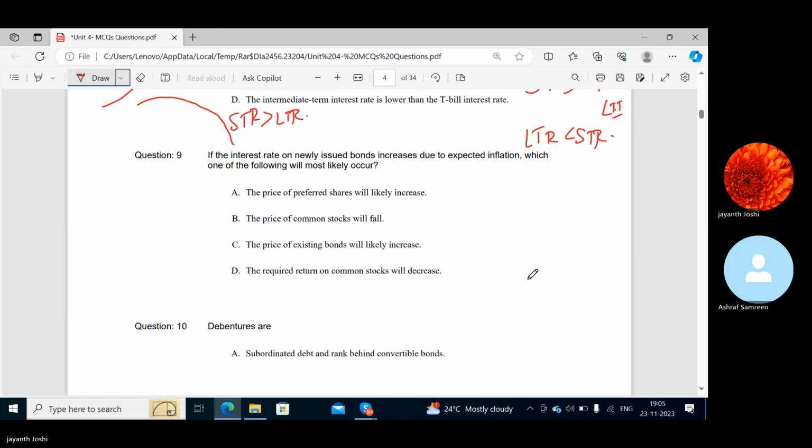Next one: if the interest rates on newly issued bonds increase due to expected inflation, which one of the following will most likely occur? This is a demand supply game. Why is it a demand supply game? If the interest rate on newly issued bonds increases due to expected inflation, people will try to buy more and more bonds, right? Because they'll get more returns. That will increase the demand for bonds and decrease the demand for stock, right?